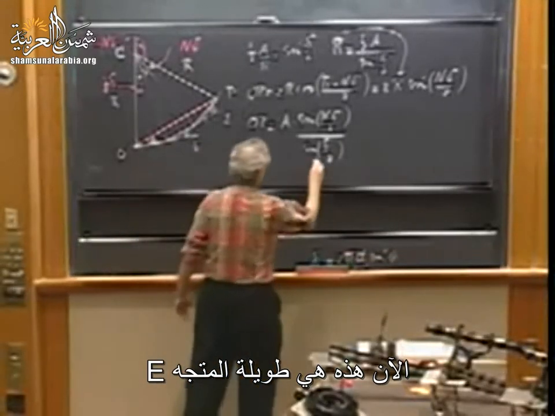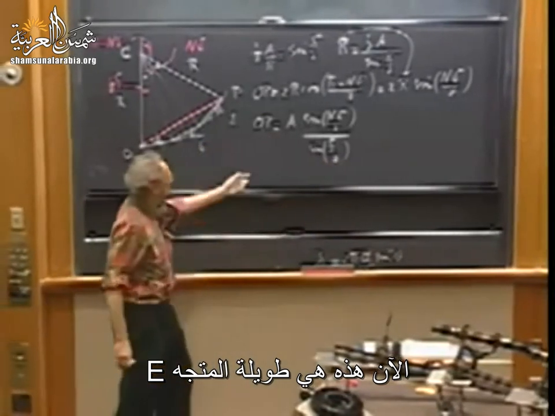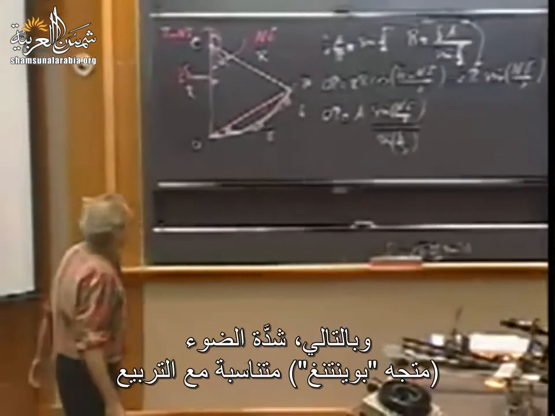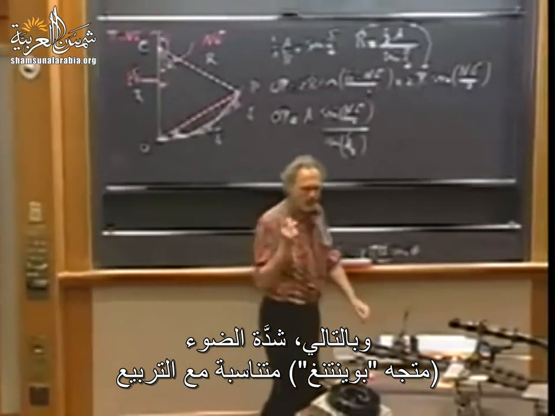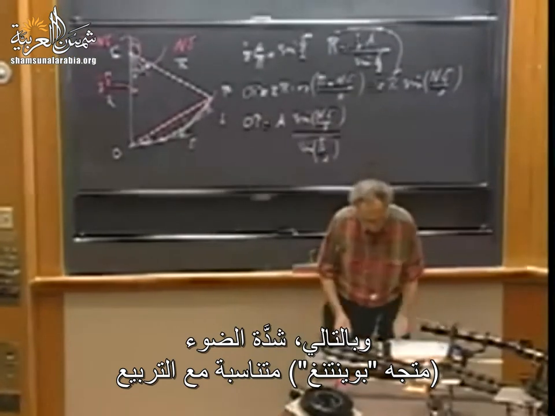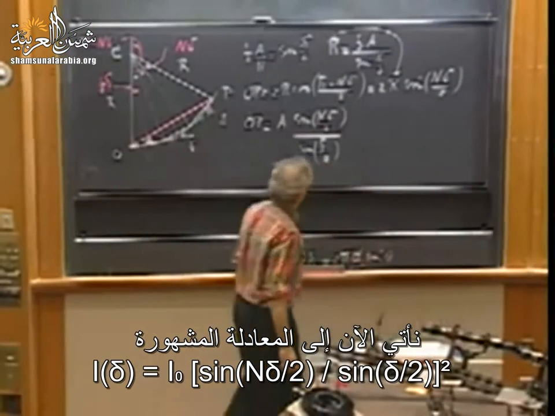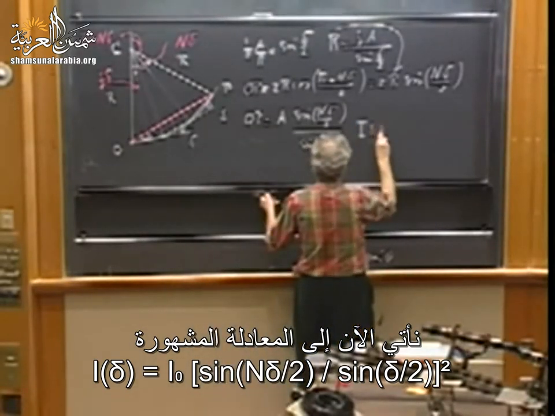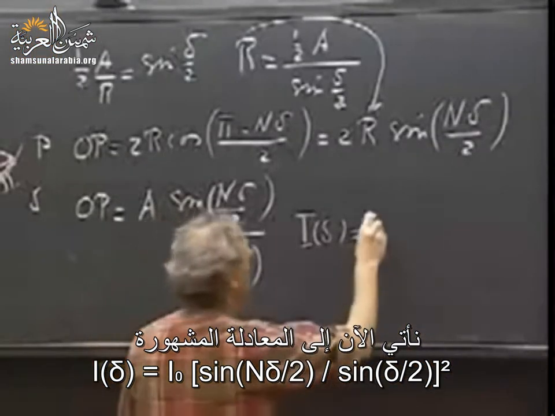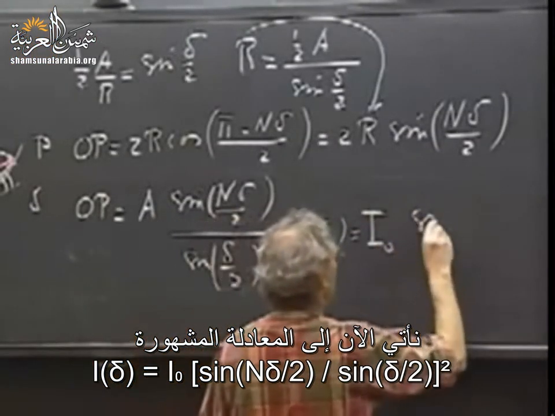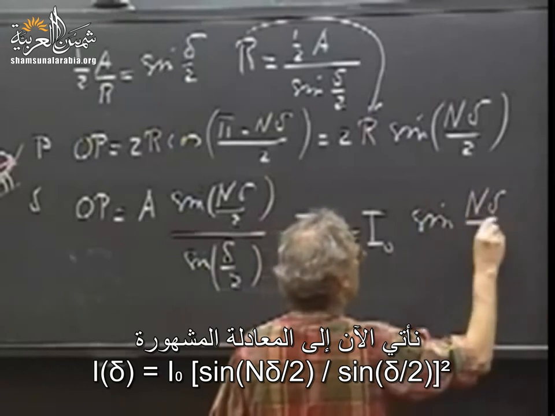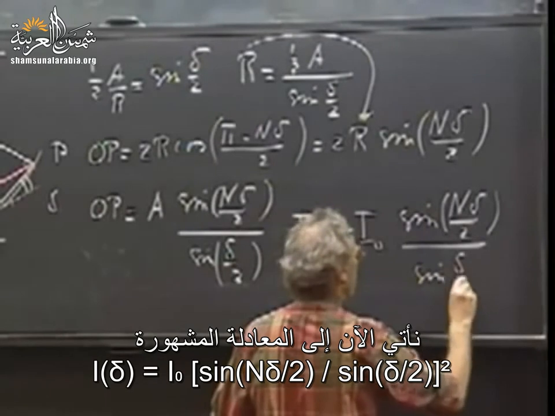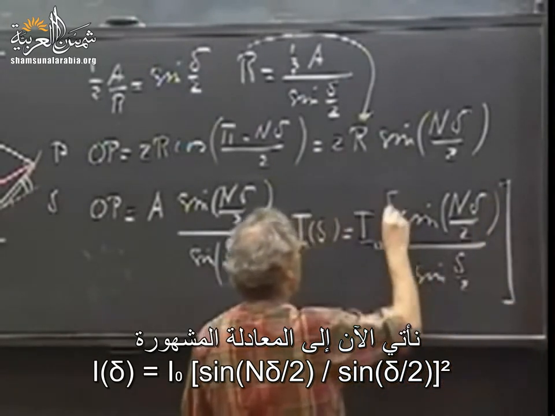This is now the length, the magnitude of the E vector, if you think of this A as being E0. That's the magnitude of the electric field. So the light intensity, the Poynting vector, obviously goes by the square. And so now comes the very famous equation that I, as a function of delta, is I0 times the sine of n delta divided by 2 divided by the sine of delta divided by 2, and this whole thing squared.